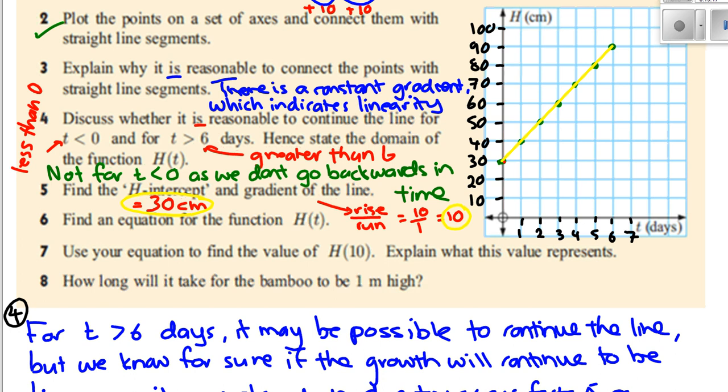Question 6. Find an equation for the function h of t. So notice they're using the height with respect to time. So it's an example of function notation. So the gradient is 10. And then it's t for time instead of x. Plus 30.